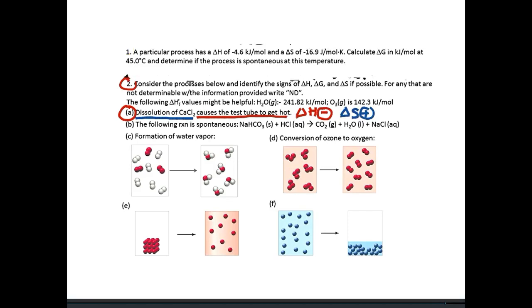Now, when you put these two together, a negative delta H and a positive delta S means that you will always have a negative delta G. There's no other way of combining those two to not get a negative delta G. We talked about that too.